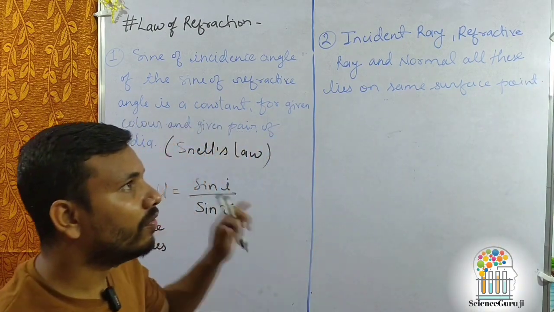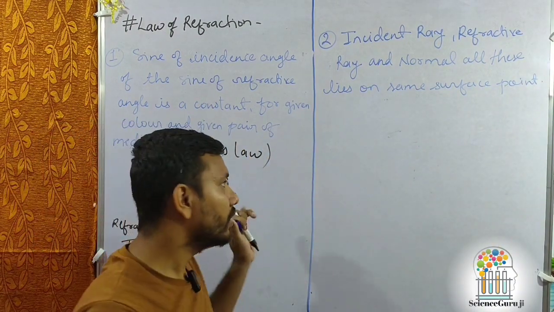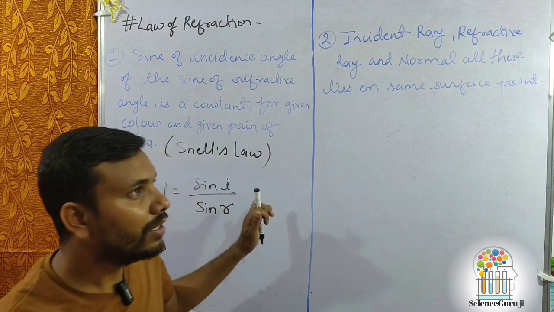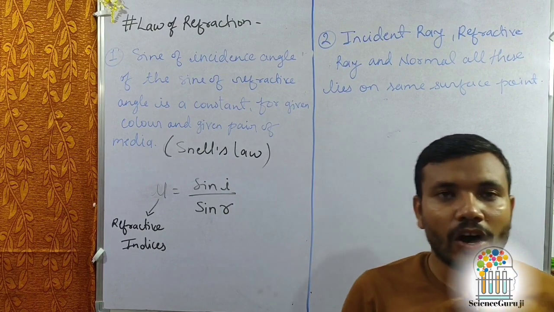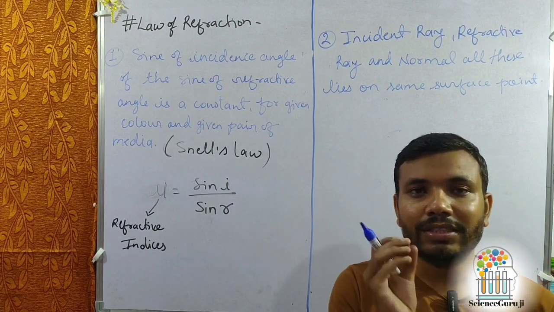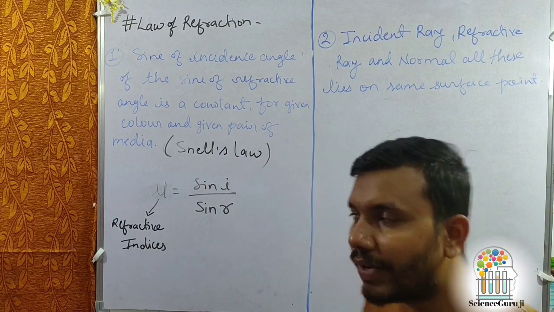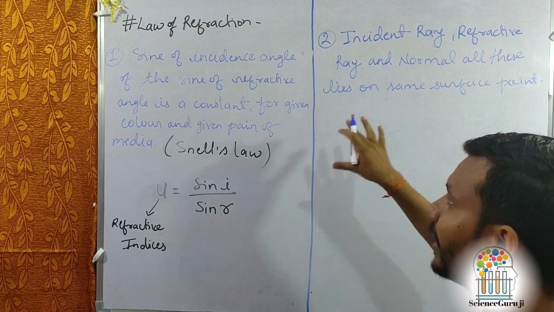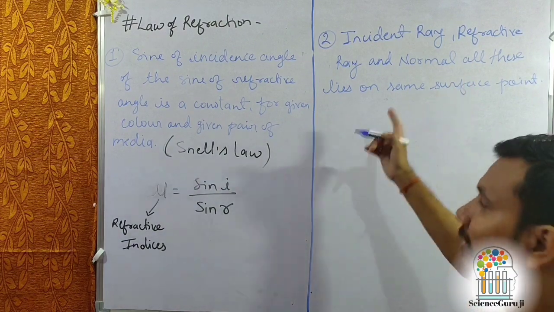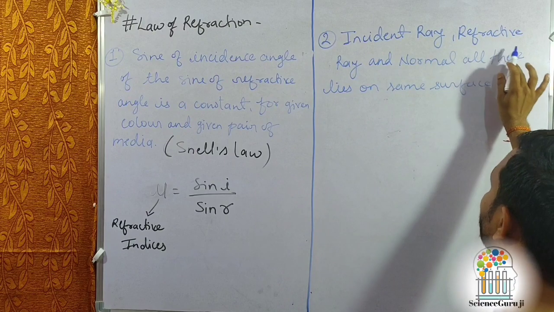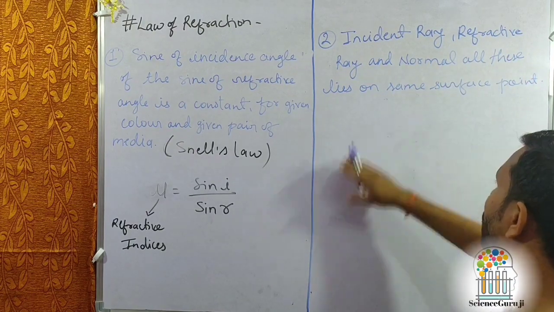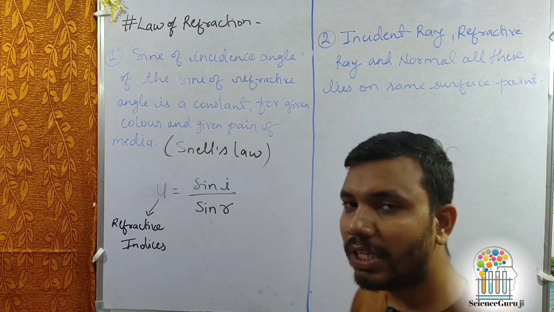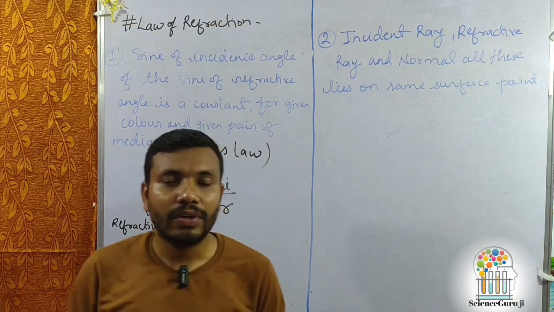just like the law of reflection, where we also learned that the incident ray, the reflected ray and the normal all lie at the same point of the same surface. Here the second law of refraction also states the same: the incident ray, the refracted ray and the normal all lie at the same point on the surface. Okay, so these are the two laws of refraction.